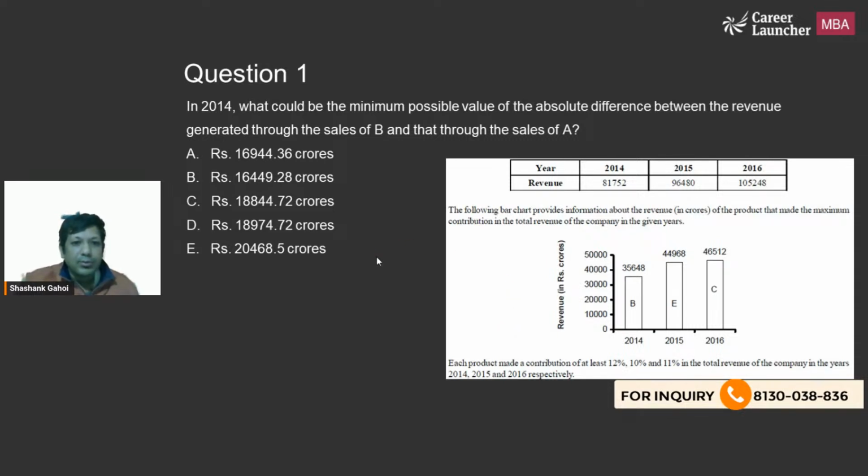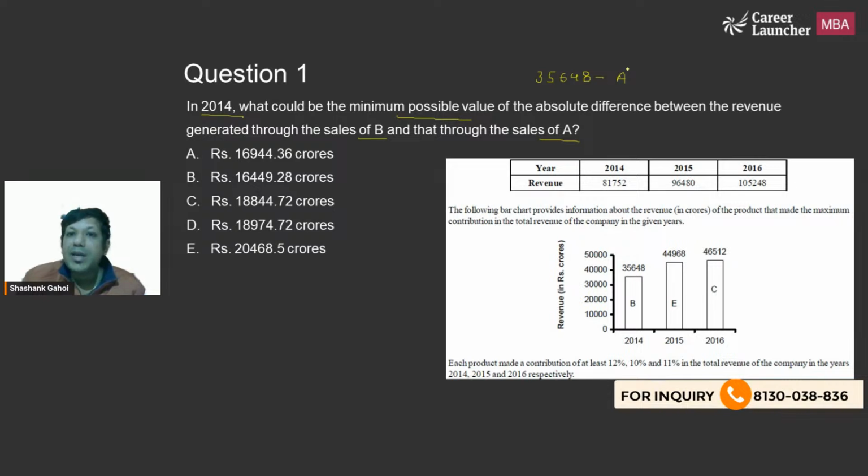So now let's approach this question. What is the approach? What is the question asking? The question is asking the difference between the revenue generated through B and generated through A in 2014. So in 2014, the revenue generated by B is 35,648. This is generated. Okay. How much is generated by A? I don't know. So the question is saying I need to minimize the difference.